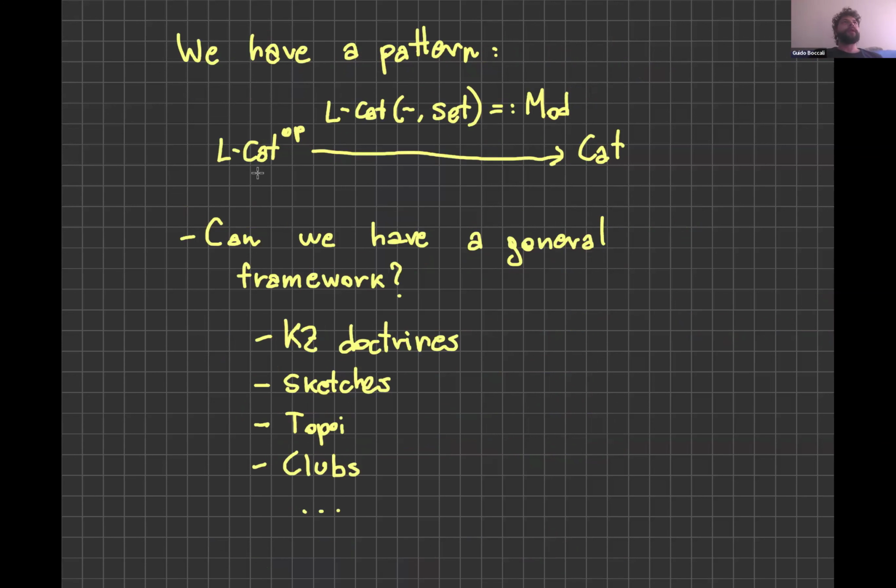But so we seem to have a pattern. We have categories of some sort, which are ranging in a 2-category. And Set is, most of the time, one of those categories of kind L. And if we hom into Set, we get a functor giving models of our theories, and we give it a proper category of models of our theory. So a very natural question, a very old question, is: can we have a general framework for that? Many answers have been given in history, via KZ doctrines, the general theory of sketches, the theory of toposes, clubs, props, and so on and so forth.